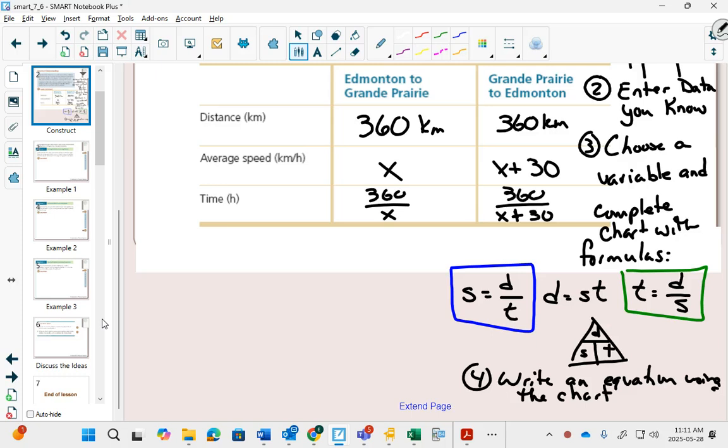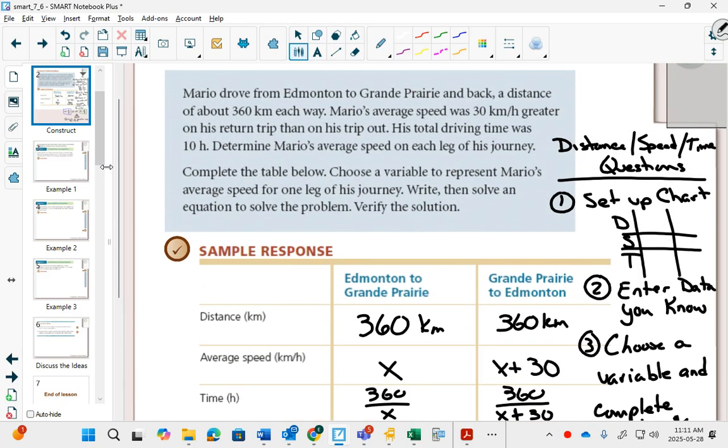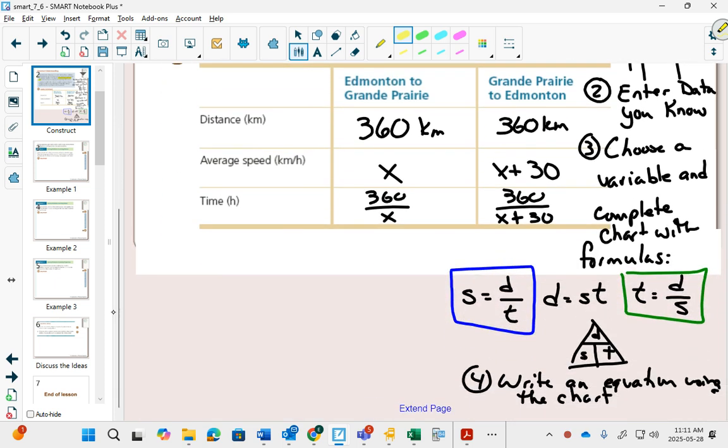We have our chart of data now, and now I'm going to take out my highlighter and see where it is in the original question that gives me a hint how to write out the equation, and that hint is right here. His total driving time was 10 hours, which means that this driving time plus this driving time, and I'll start writing that out, 360 over x plus 360 over x plus 30, those two have to total 10. And I'm going to leave some space after the second one, because now this is a rational equation.